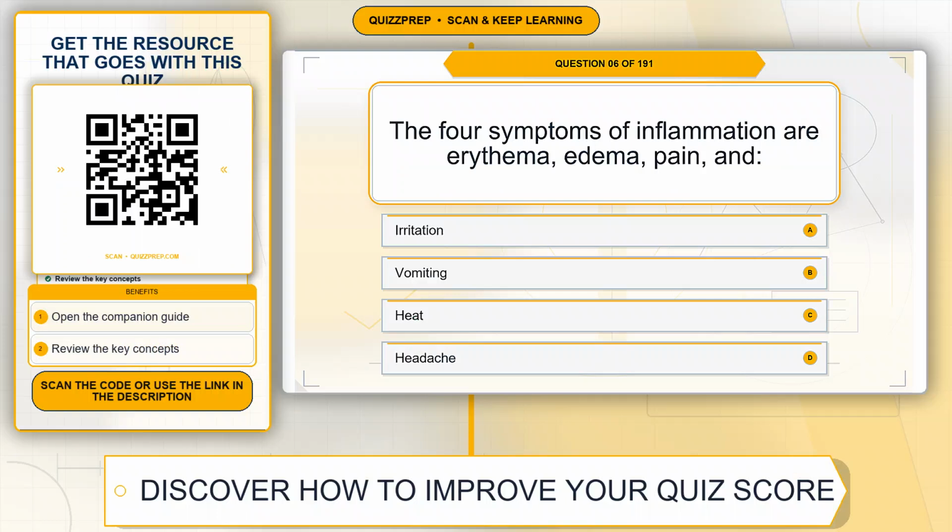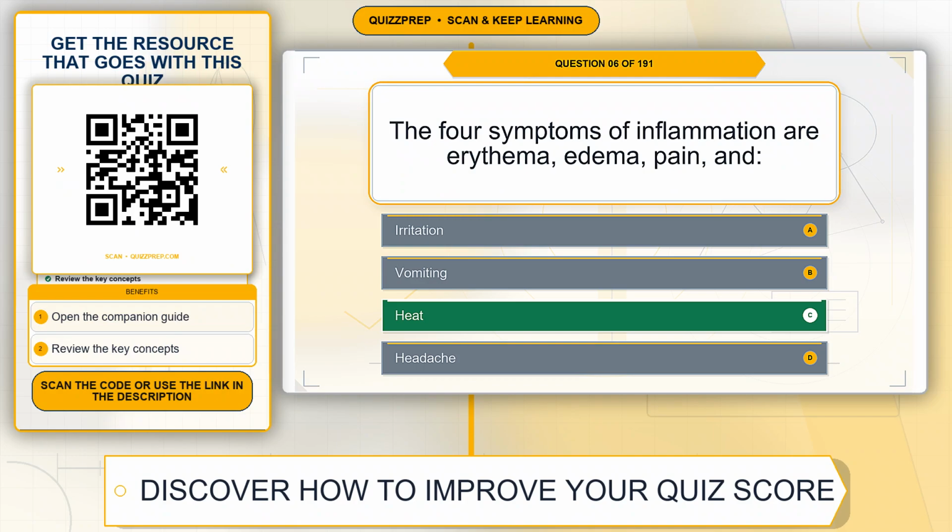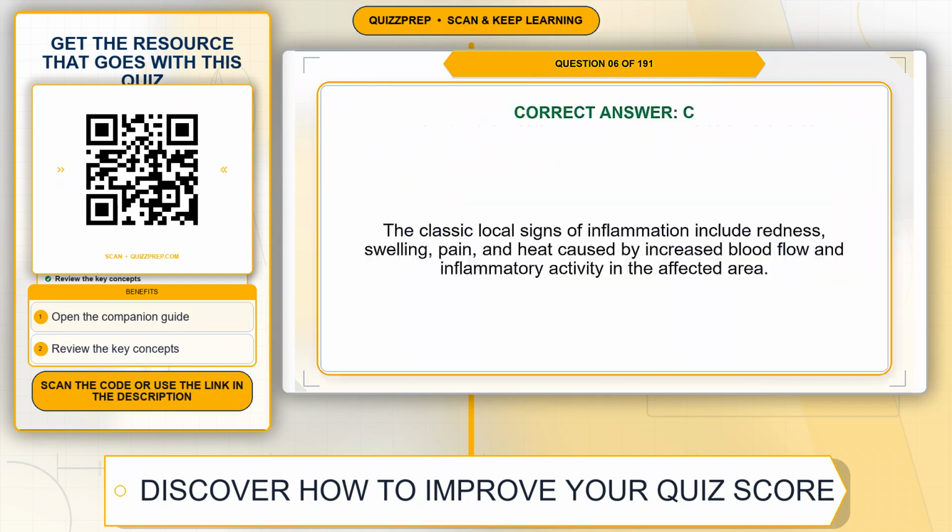Question 6. The 4 symptoms of inflammation are erythema, edema, pain, and option A, irritation. Option B, vomiting. Option C, heat. Option D, headache. The correct answer is option C, heat. Explanation. The classic local signs of inflammation include redness, swelling, pain, and heat caused by increased blood flow and inflammatory activity in the affected area.